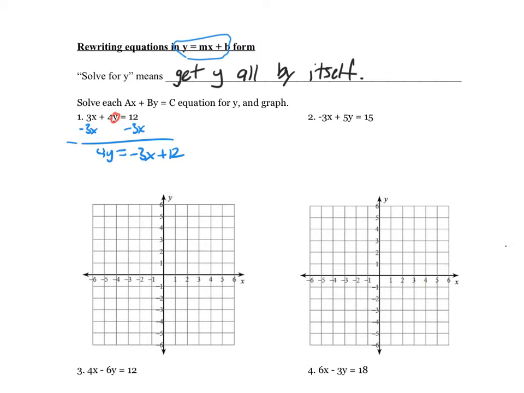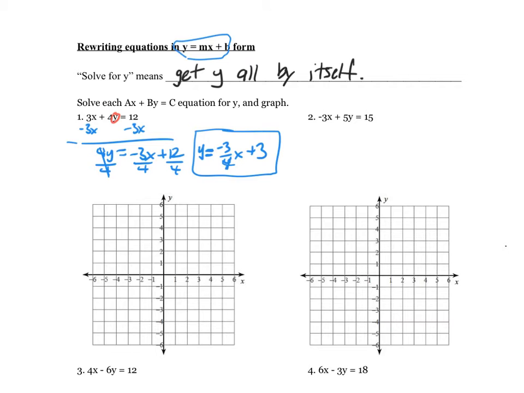Now I need to get rid of the 4, so I would divide by 4, and here's the trick. We have to divide everything by 4. So this will cancel out. I'll have y equals negative 3/4 x, and the 12 over 4, that is 3. So there's my final answer. Now that equation is solved for y, and notice I don't have just a single value, I have an equation. But now I can graph that.